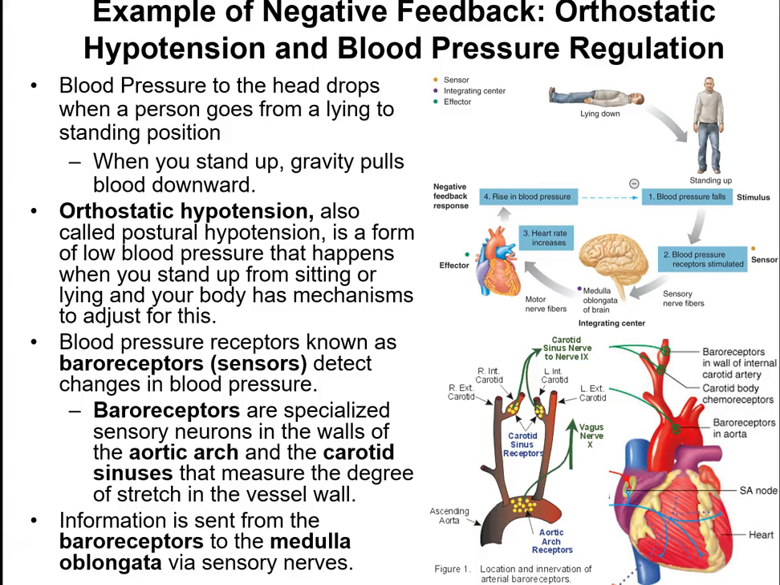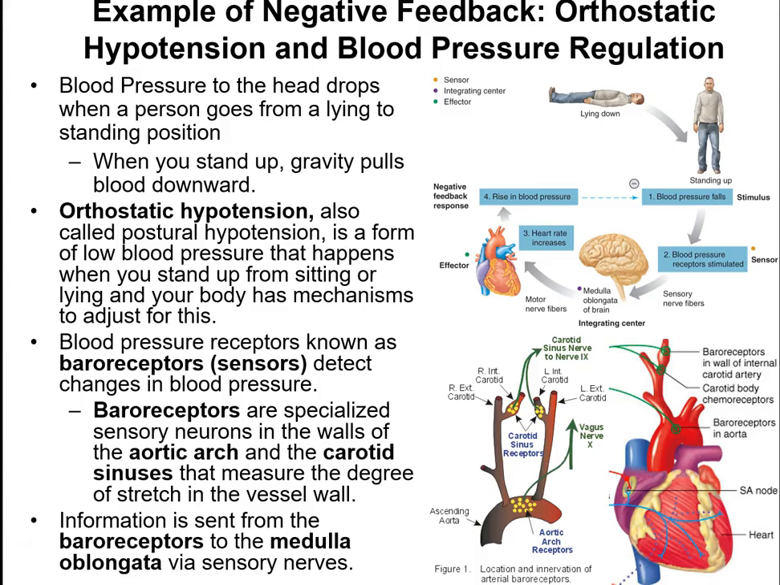So when you stand up, gravity is going to pull your blood downward towards your legs. And generally speaking, your body is going to be able to counteract that without you even noticing that anything really has changed. But there is a condition called orthostatic hypotension, also sometimes called postural hypotension. This is a type of low blood pressure that comes when you stand up from sitting or lying down, and you are not really able to compensate for that properly.